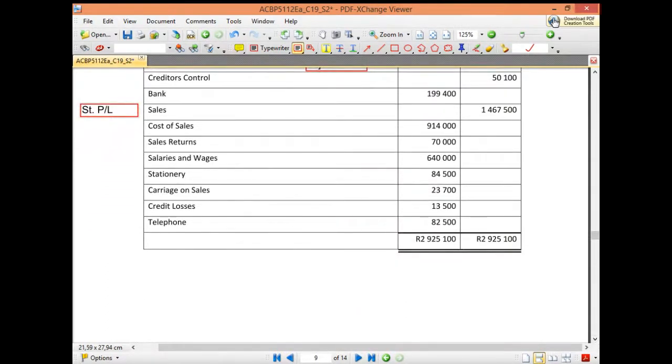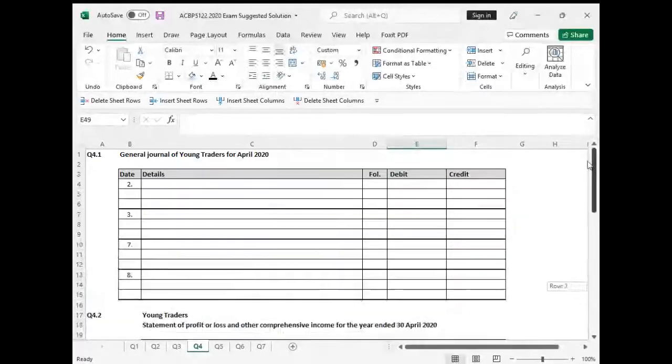Okay, so let's quickly share the Excel, then I'll just show you how you start this question in the exam. So the first thing is the journals. Now the journals will be based on the additional information.